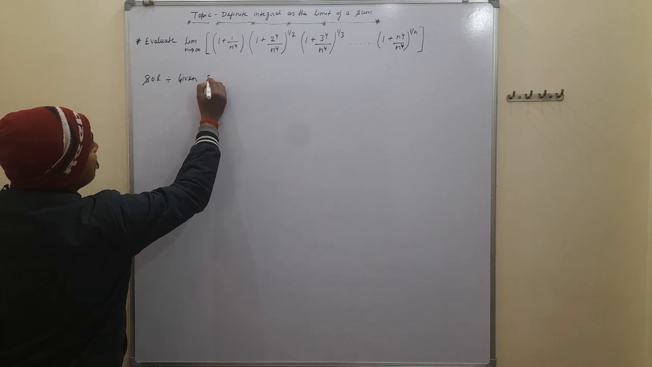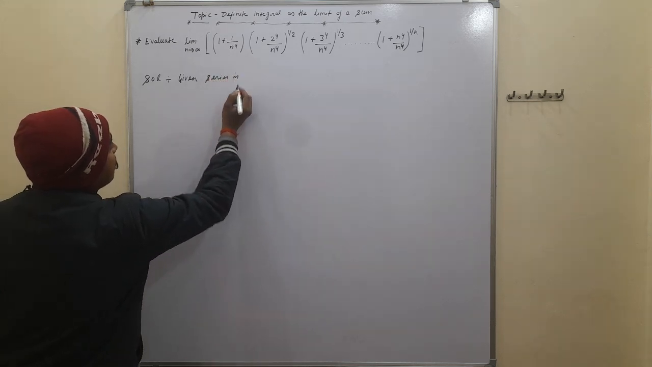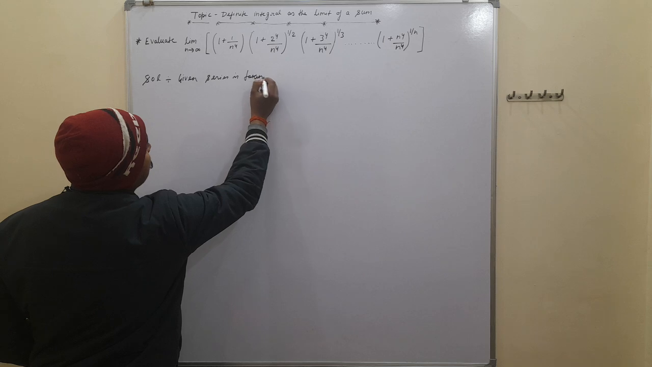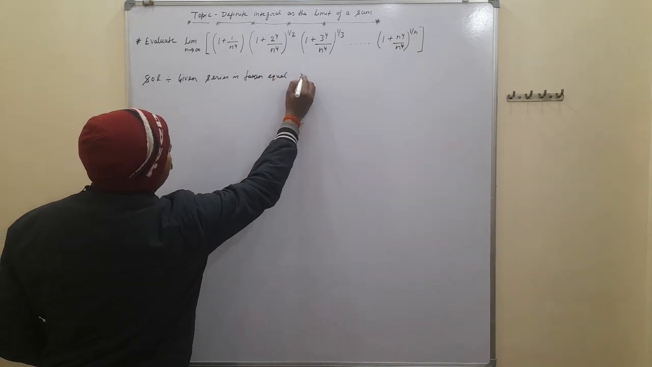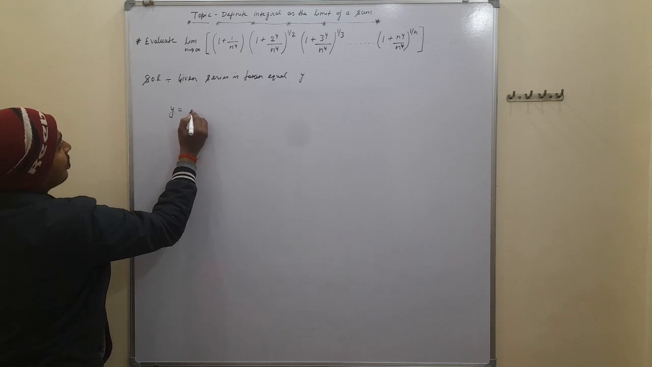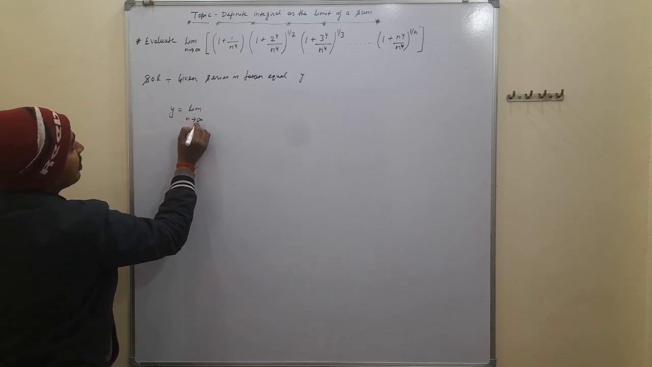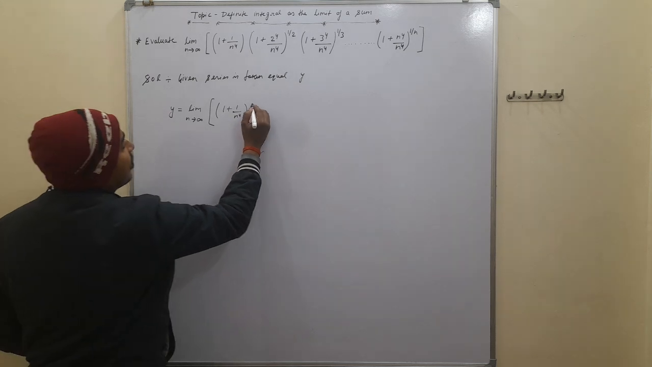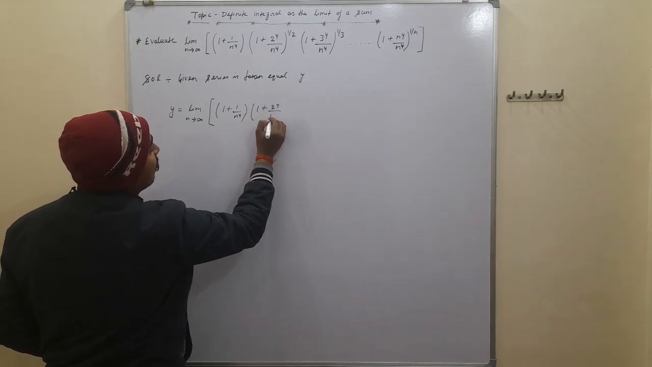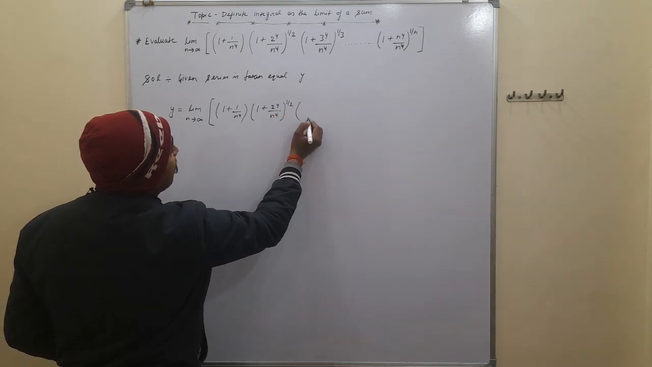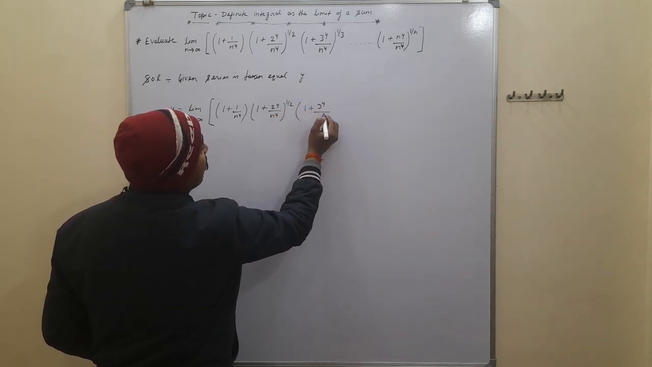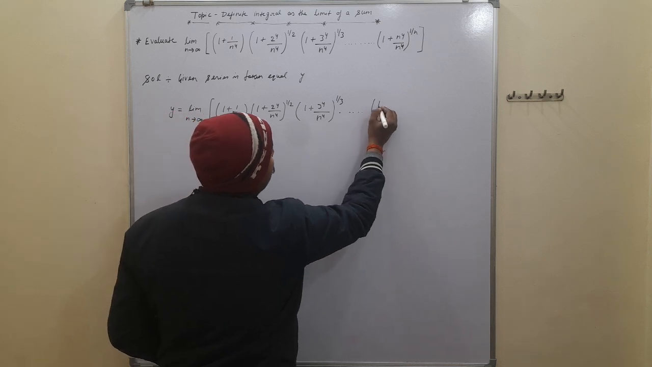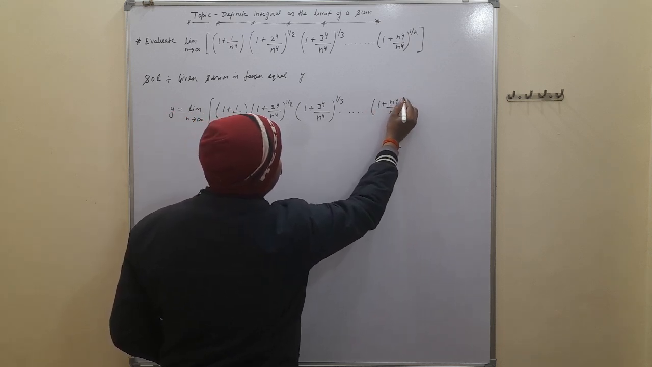Given series is taken equal to y, that is y is equal to the limit as n tends to infinity of the series (1 + 1/n^4), (1 + 2^4/n^4)^(1/2), (1 + 3^4/n^4)^(1/3), and so on, up to (1 + n^4/n^4), the whole to the power 1/n.